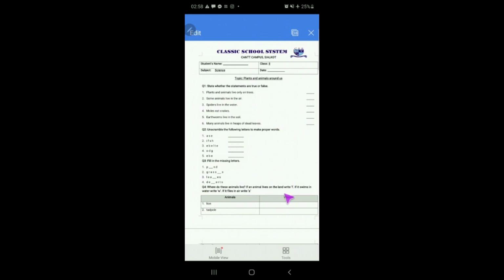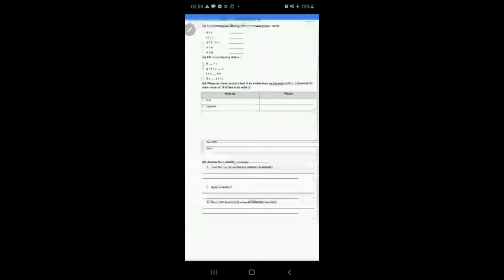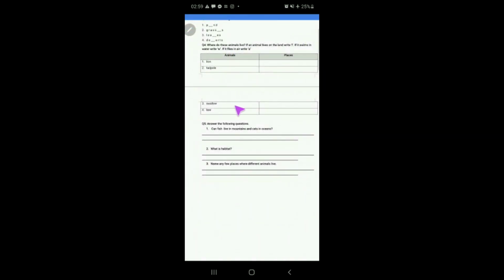Now question number 4, where do these animals live? If an animal lives on land, write L. If it swims in water, write W. If it flies in air, write A. Now here are a few animals. You have to tell where these animals live. Precisely, you have to tell what is their habitat. Lion. Where does a lion live? Tadpole. Number 3, swallow. And number 4, bee.